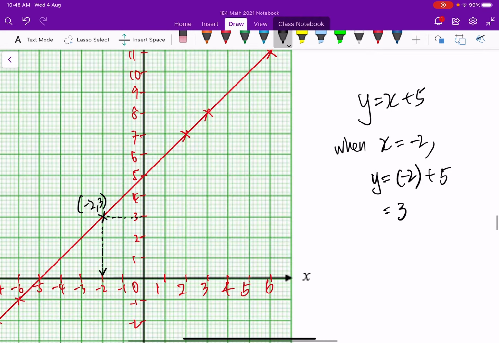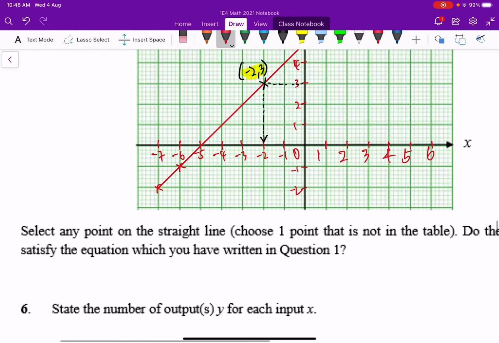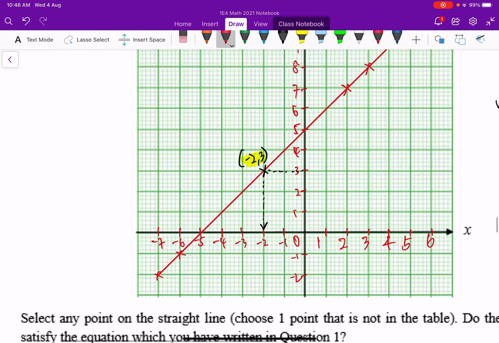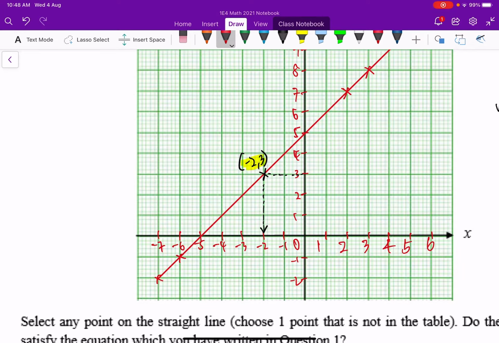So, does it satisfy? You look at the number, x is -2, and my y is equal to 3, which matches this. So therefore, the answer is yes, it matches. You don't have to choose the same point as me. You can choose any point on the graph that is on the red line. You will see that it works.